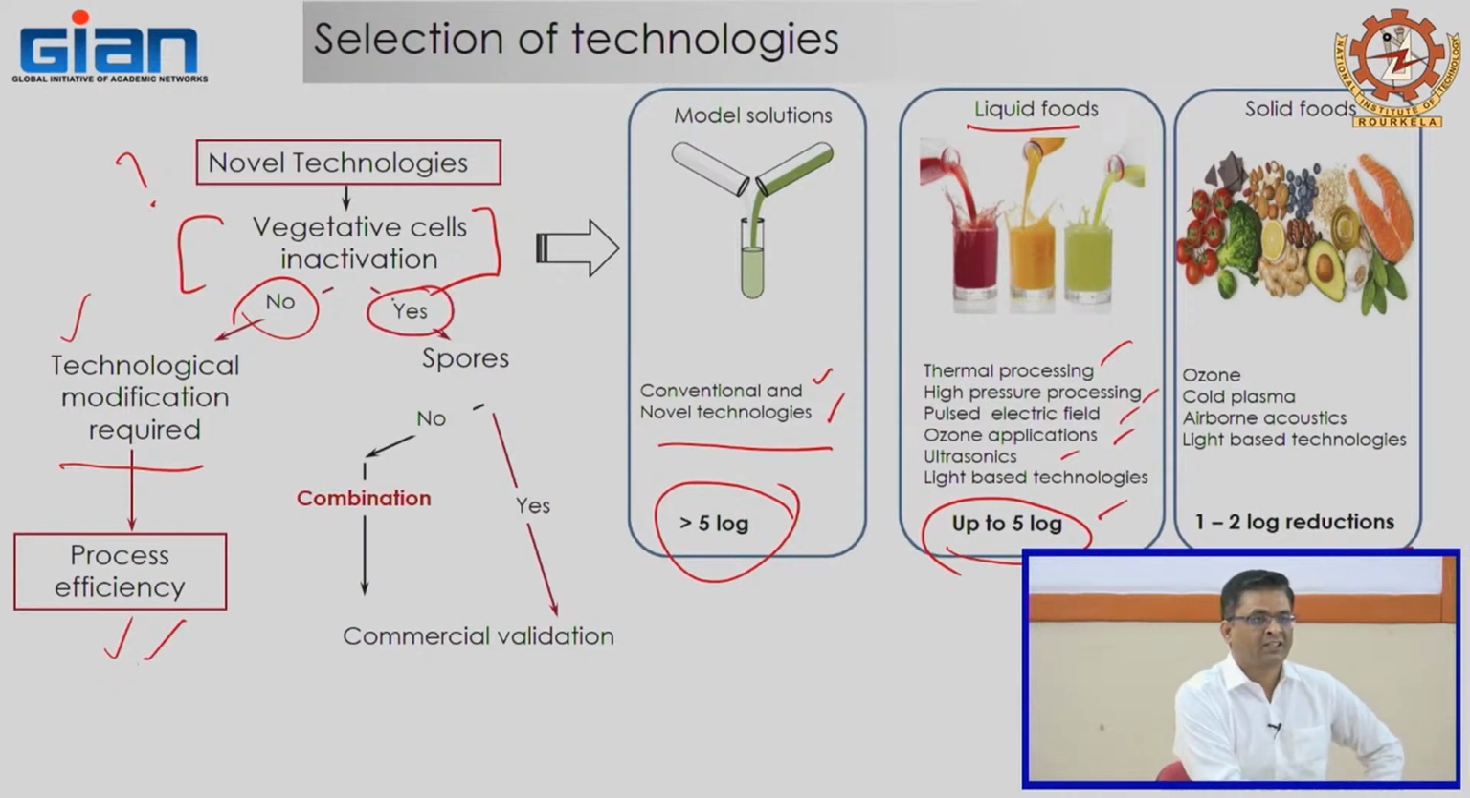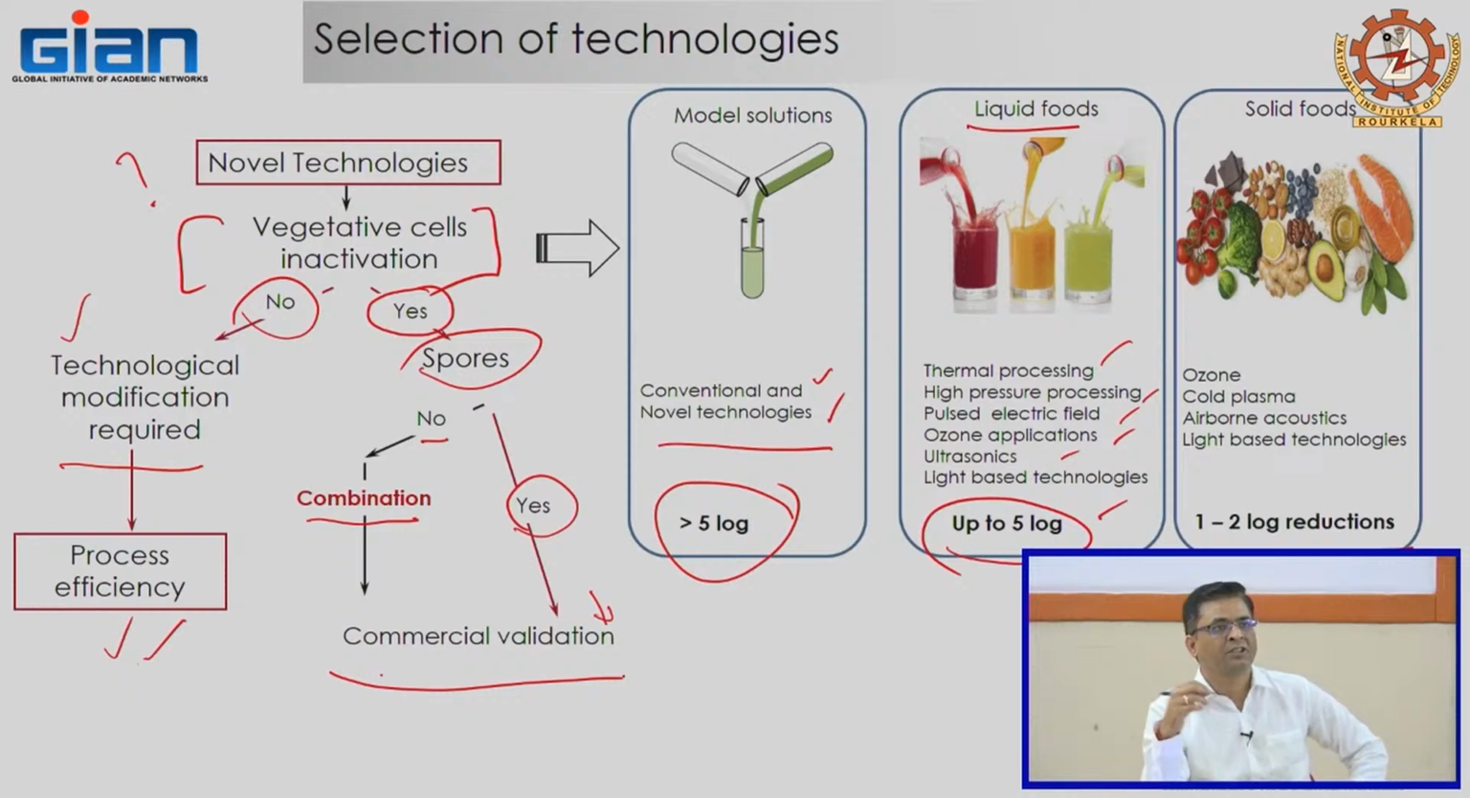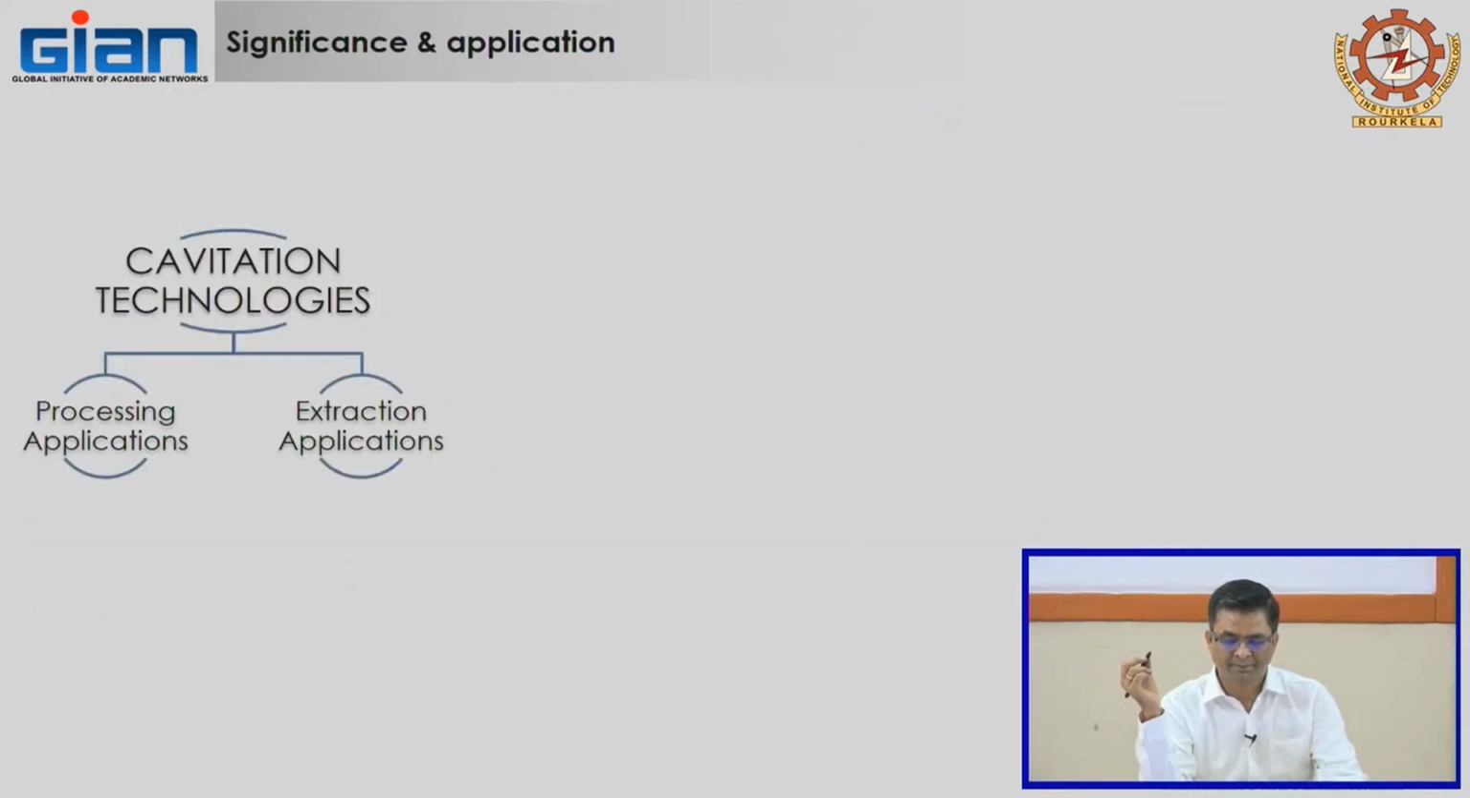If it inactivates the vegetative cell, the second question comes: are you able to inactivate spores? If yes, do the commercial validation, end of story. If spores are not inactivated, then you go for a combination. For example, the other day we talked about high pressure plus heat for Clostridium. Then you go for commercial validation to see the impact on shelf life, nutrition, and other things. So integration of any technology in a system has to answer a certain set of questions before it can be adopted or used at a commercial level.